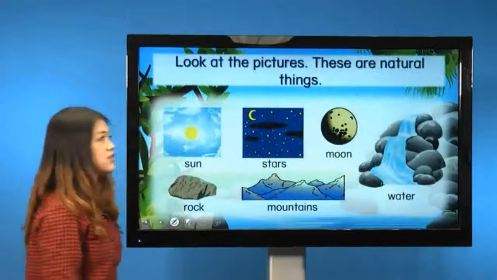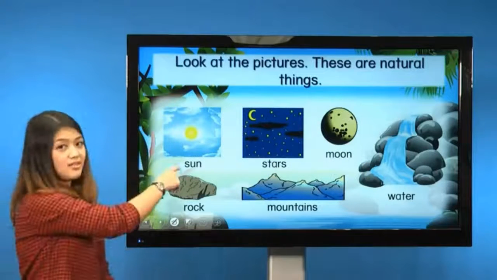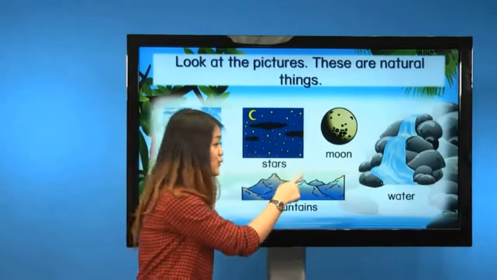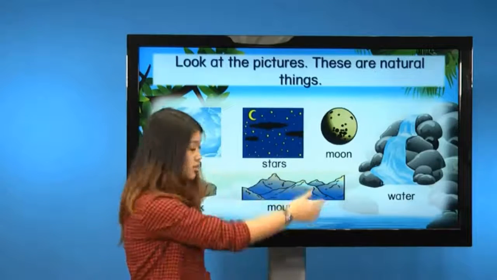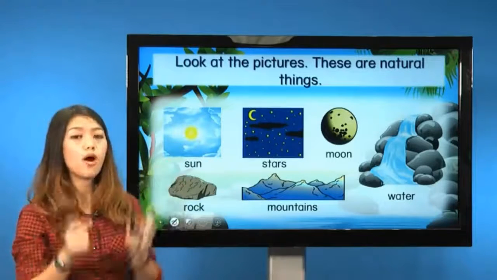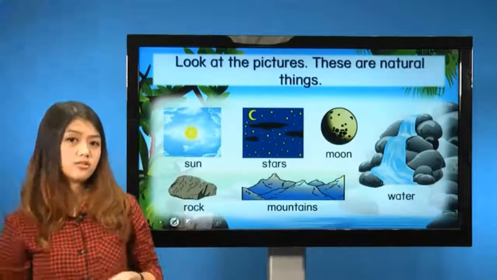Look at these pictures. All of these are natural things. For example, the sun, the stars, the moon, water, mountains, and also rocks. Those are examples of natural things.